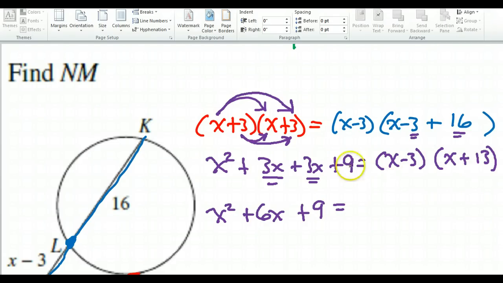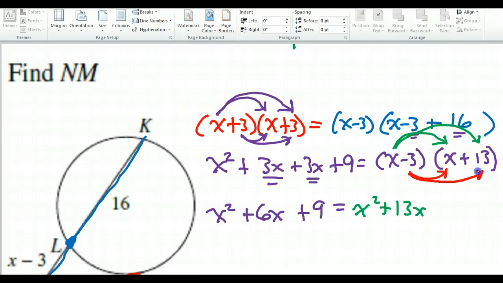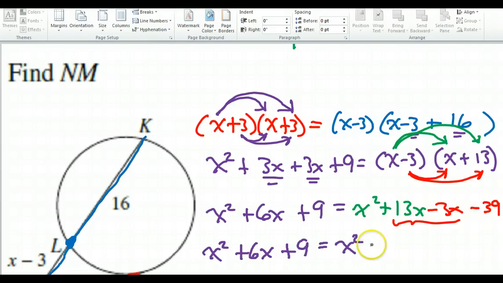Now over here I'm going to have to do that double distributive thing again. So this is going to be like this. X times x, x times 13. So that's going to give me x squared plus 13x. And then I'm going to have to distribute this negative 3. Negative 3 times x is negative 3x. Negative 3 times 13 is negative 39. Alright, these are like terms, so I do need to put those together. So this is going to make x squared plus 6x plus 9 equals x squared plus 10x minus 39.